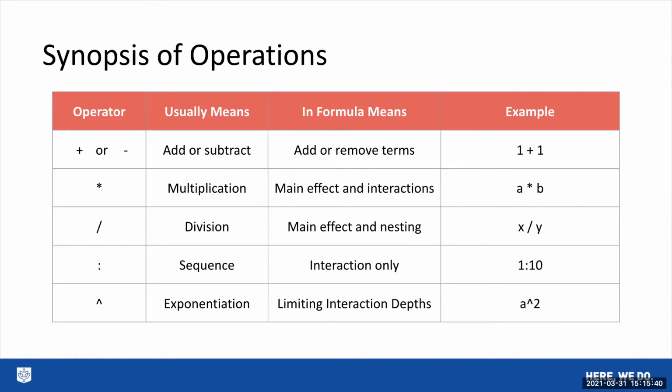R also has operations and things like that. So plus and minus, pretty straightforward. You can add or subtract. The asterisk for multiplication, slash for division. The colon would be for a number sequence. And then the upward arrow, I don't know what it's called, but for exponentials, you would essentially just use this symbol. So yeah, that would get you a squared.